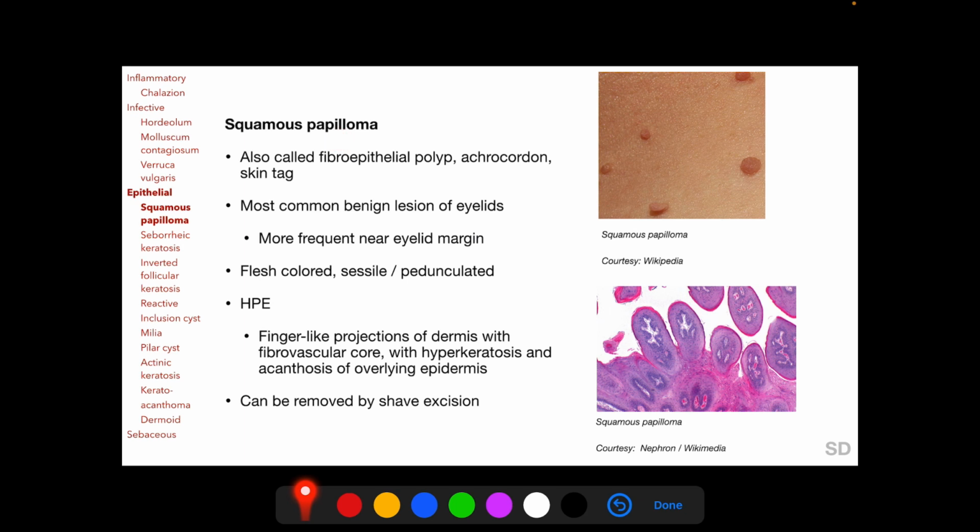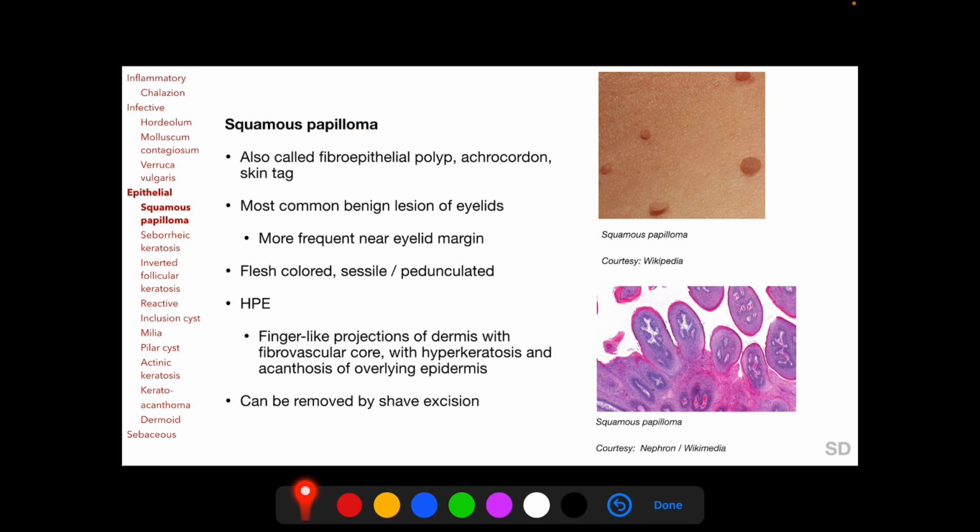Squamous papilloma is also called fibroepithelial polyp, acrocordon or skin tag, and it is the most common benign lesion of eyelids and is more frequent near the eyelid margin. They are flesh colored and can be either sessile or pedunculated. On histopathology, we find finger-like projections of dermis with fibrovascular core with hyperkeratosis and acanthosis of overlying epidermis. So we find hyperkeratosis and acanthosis of the epidermis and a core consisting of fibrovascular tissues originating from the dermis.